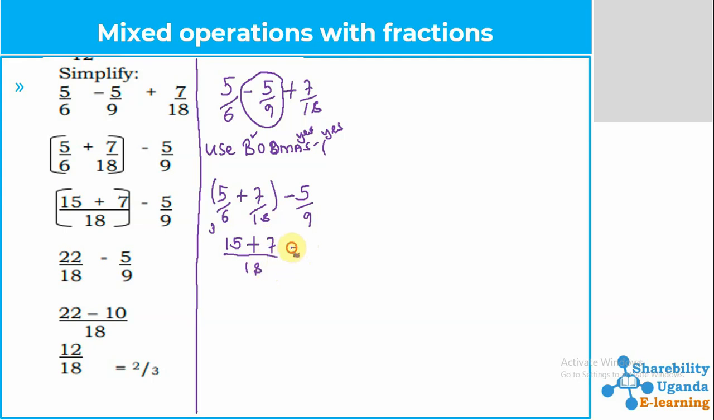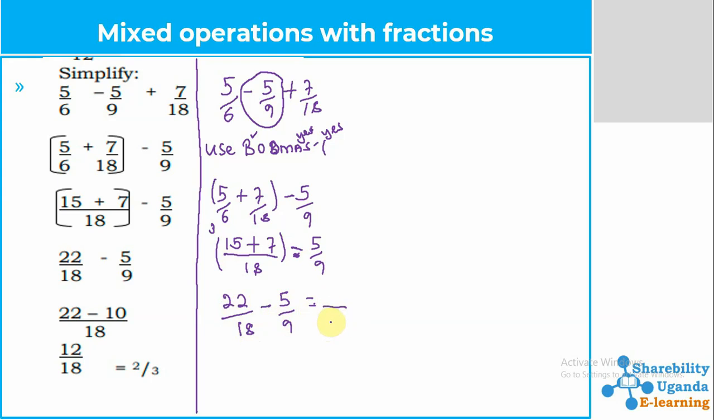So this simply means we shall be able now to get our answer here. We are subtracting from 5 out of 9. Then we come here and we say this is the same as, what is 15 plus 7? That is 22. This is now 22 out of 18 minus our 5 out of 9. So here we also still now subtract.